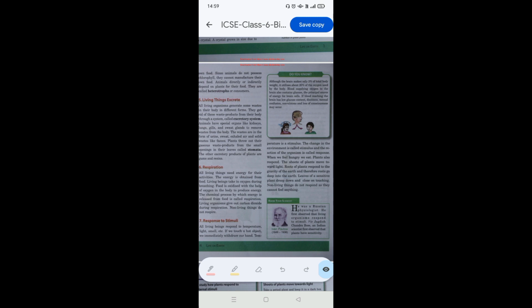So here temperature is a stimulus. The change in the environment is called stimulus, and the reaction of the organism is called response. When we feel hungry, we eat. Plants also respond. The shoots of the plants move towards light. Roots of the plants respond to the gravity of the earth, and therefore roots go deeply into the earth. Leaves of a sensitive plant droop down and close on touching. Non living things do not respond as they cannot feel anything.